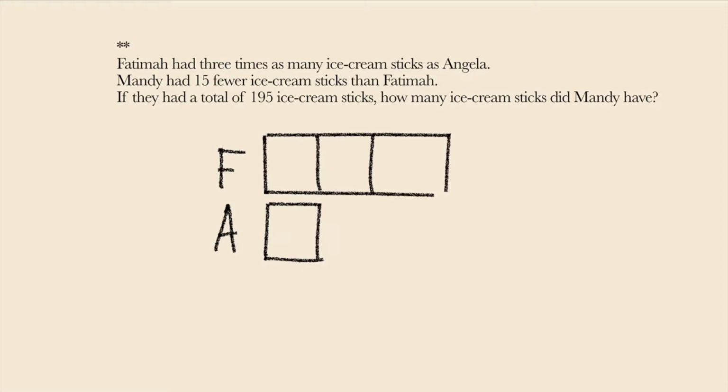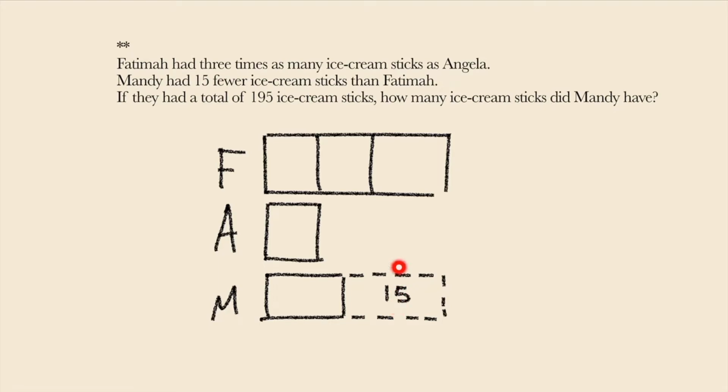F had 3 times as many as A, so 3 units for F, 1 unit for A. M had 15 fewer than F, so whatever F had, minus 15. Now I've drawn this bar here to be of a weird length because I don't want to make it look like it's 1 unit or 2 units. It's an unknown. What I do know is that it's 15 shorter than 3 units. The total is given as 195.